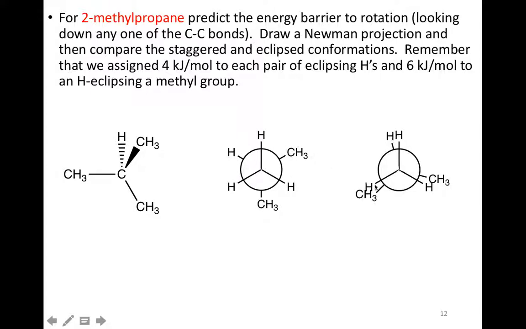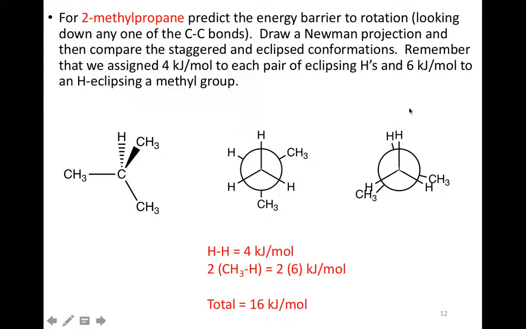If I go to the eclipsed, we can see I get one hydrogen-hydrogen interaction. And so we said that was going to be 4 kilojoules per mole. And then each hydrogen-methyl interaction is going to be 6 kilojoules per mole. So 4 from the hydrogen-hydrogen, 2 times 6 from the 2 methyl-hydrogen interactions. So that would give us a total barrier of 16 kilojoules per mole for 2-methyl propane.